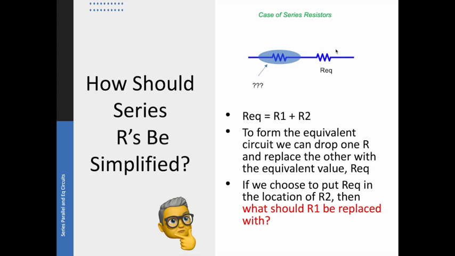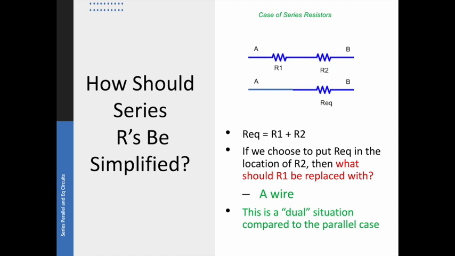Now, if we wanted to simplify the circuit, what would we do with the resistor on the left? What would we replace it with? Well, in the case of series resistors, we would replace that other one with a wire. Okay, so R1, R2, that equivalent value goes here, and we then replace the other value with a wire. This is a dual situation compared to the parallel case.